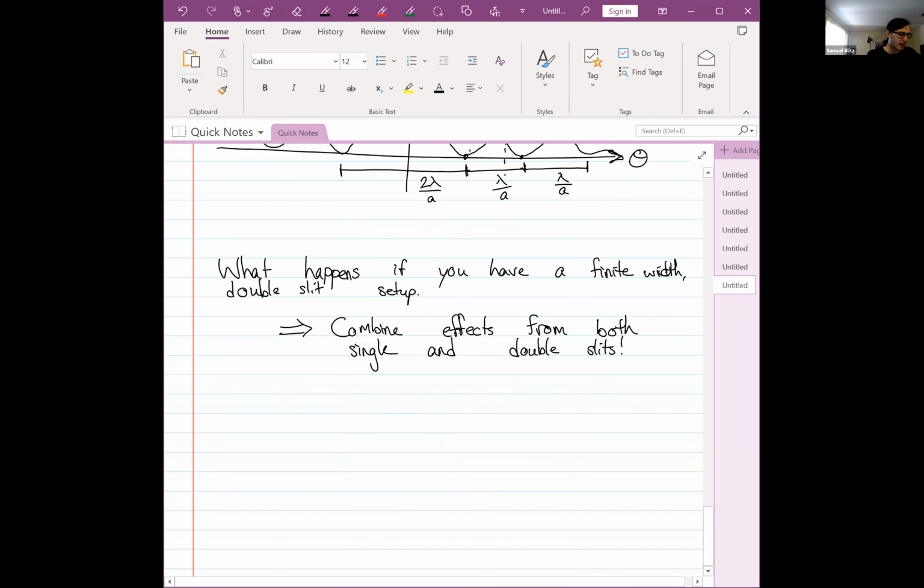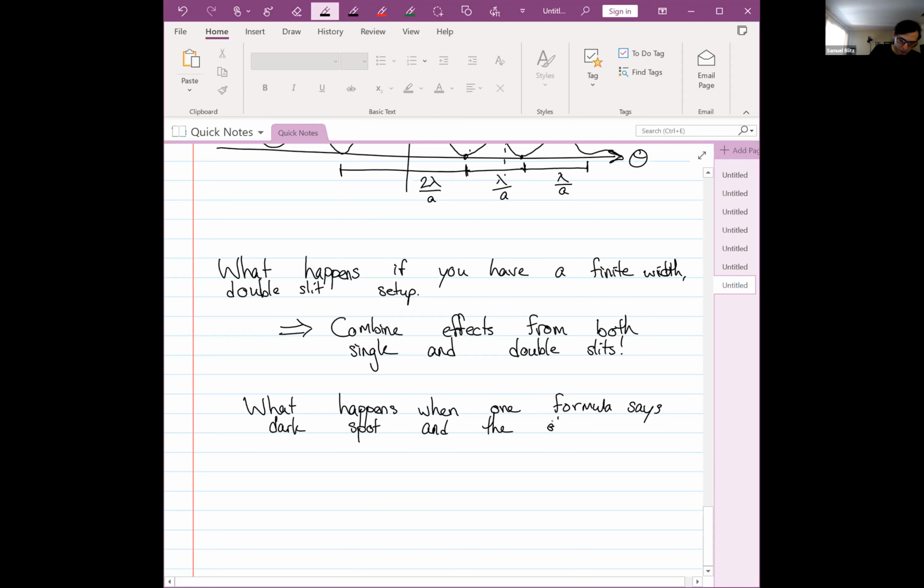One way to see this is, let me actually write this down. So we can look at a specific case. What happens when one formula, whether it's the single slit formula or the double slit formula, says a dark spot and the other formula says a bright spot? We're talking about single and double slit here.